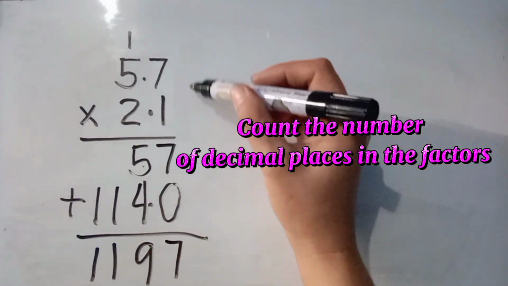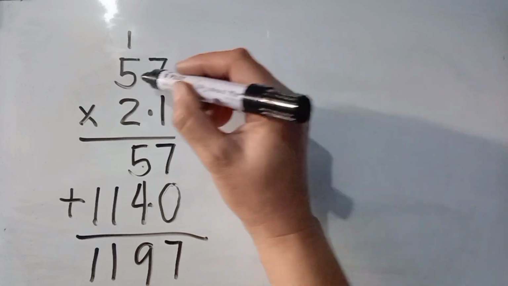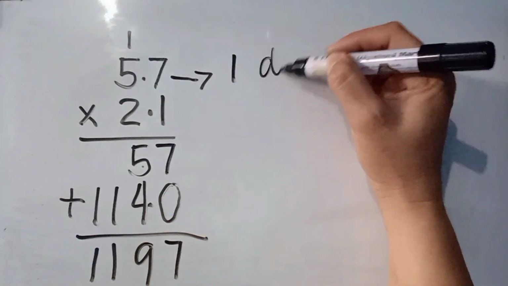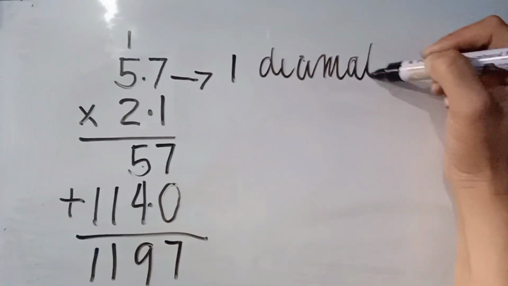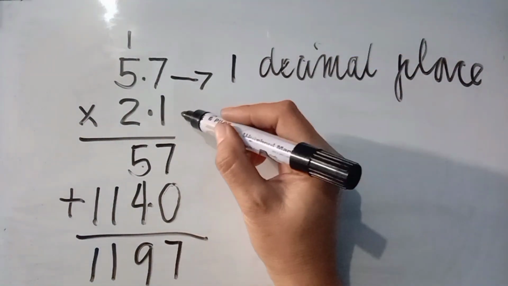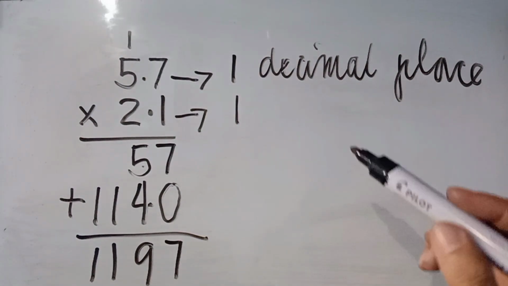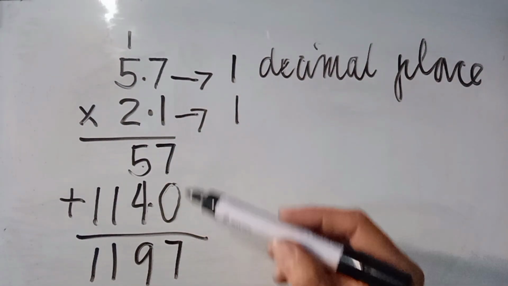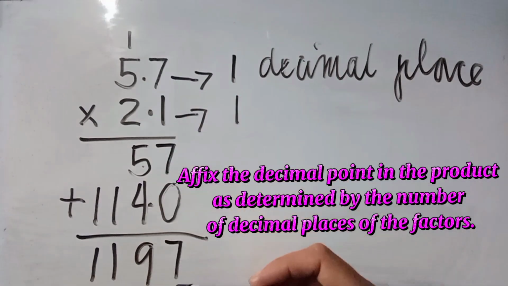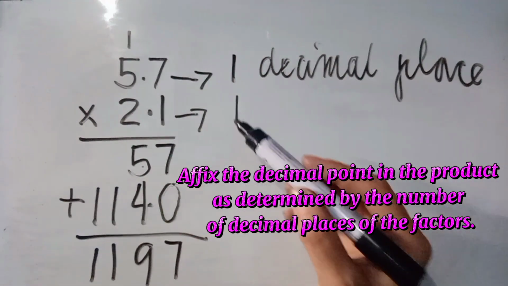Okay, next is, we are just going to count the decimal places. Count the number of decimal places in the factors. Okay, so dito po, ilan po ang decimal places? 1. Okay, 1 decimal place. Okay, dito naman po sa baba, 1 decimal place lang din. Ano po? So, next is, we are going to affix the decimal point in the product as determined by the number of decimal places of the factors.